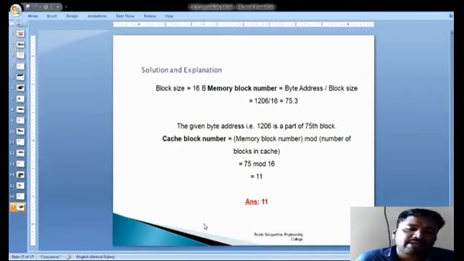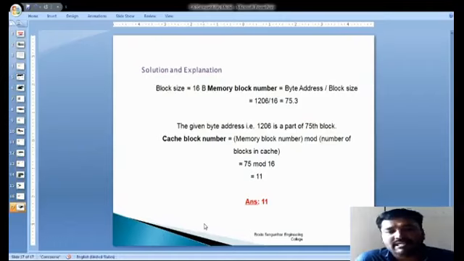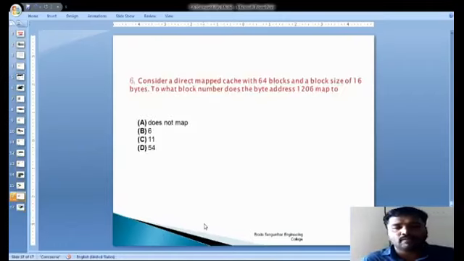So 75 modulus 16, we will get the remainder 11. So the answer is 11. So the block number 11, 1206 address byte is mapped.